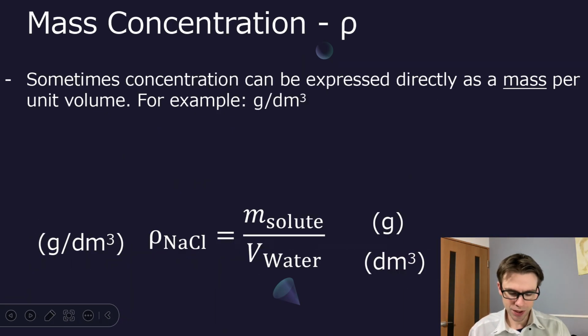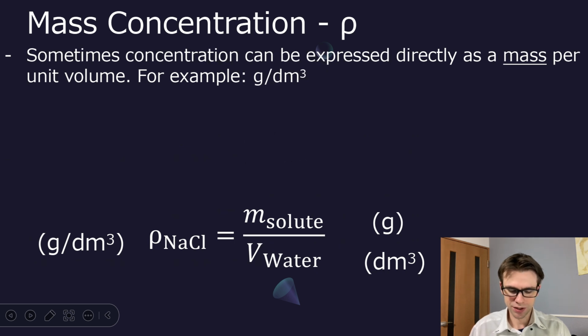Another quick thing I want to go through is mass concentration rho. Okay, this is not a P, this is Greek letter rho. So sometimes concentration can be expressed directly as a mass per unit volume, for example, gram per decimeter cubed instead of mole per decimeter cubed. You'll often see this in biology or other types of science other than chemistry.